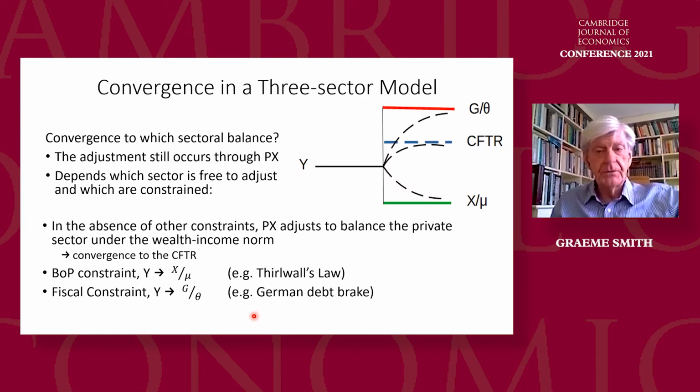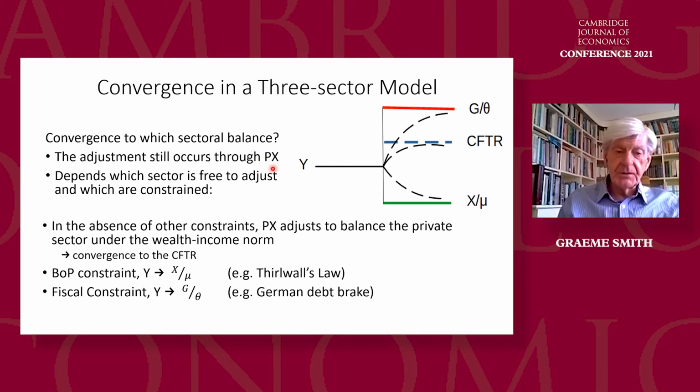What happens in a three-sector economy? Here we have a choice. So which sectoral balance will we converge to? The adjustment still occurs through private expenditure, but which sector is converged to depends on which sector is free to adjust. So in the absence of any other constraints, PX adjusts to balance the private sector under the wealth income norm. So we get convergence to the CFTR.